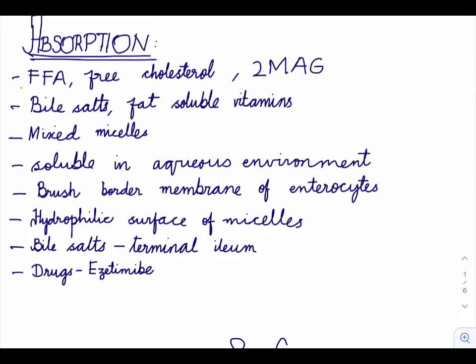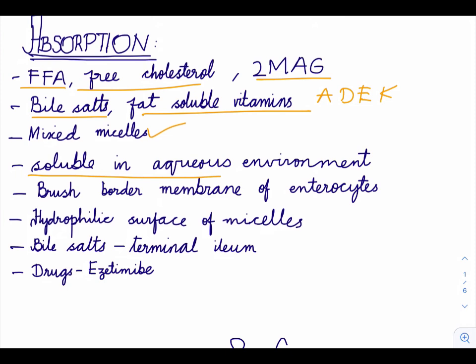Free fatty acids, free cholesterol, and 2-MAG are the primary products of lipid digestion in the jejunum. These plus the bile salts and the fat-soluble vitamins A, D, E, and K form mixed micelles. The mixed micelles are soluble in the aqueous environment of the intestinal lumen. These particles approach the primary site of lipid absorption, the brush border membrane of the enterocytes.